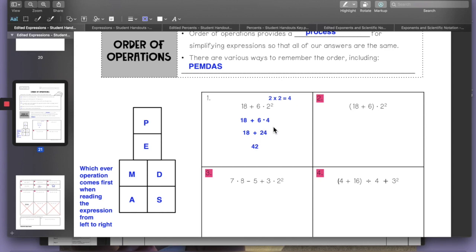PEMDAS is the priority order, the order I want to perform first. So do I perform addition or multiplication? Well, multiplication comes before addition, so I'm going to do 6 times 4. 6 times 4 is 24. The plus came down with the 18. And now I can do my addition lastly. 18 plus 24 is 42.